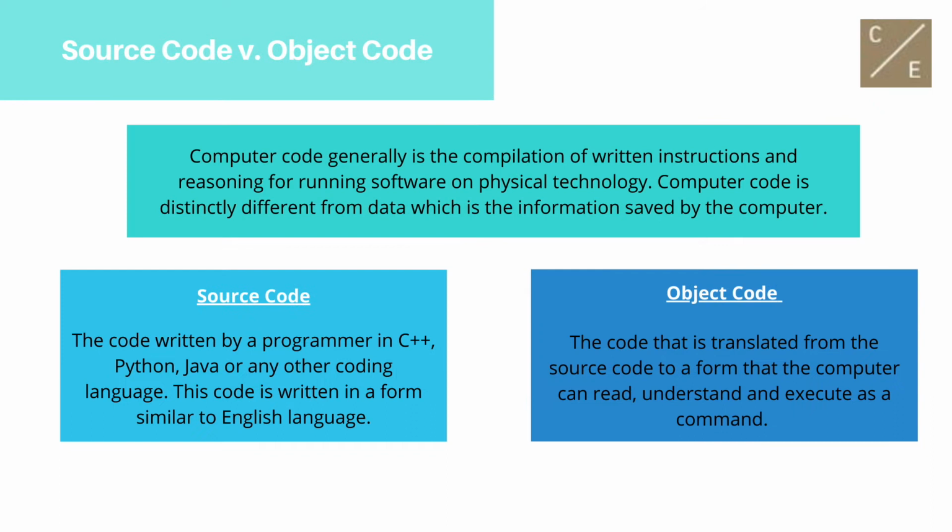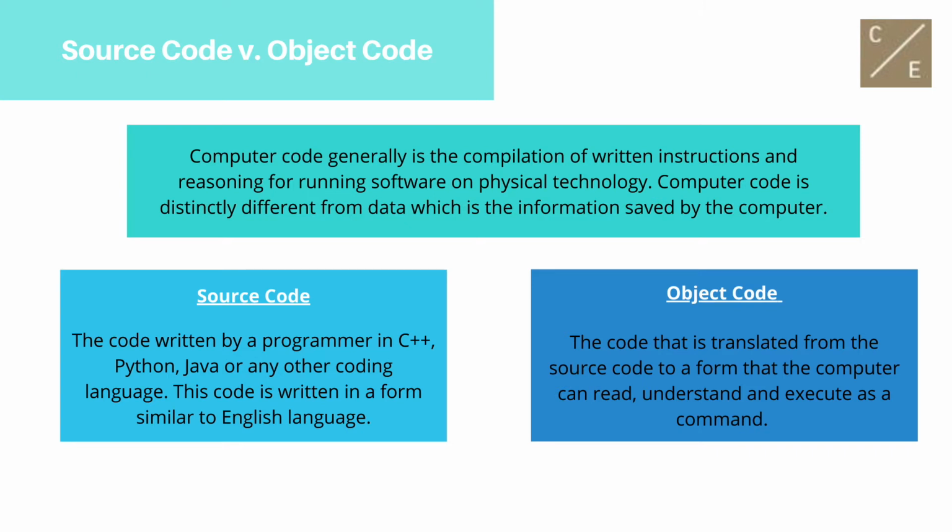To understand deemed exports, we must have a knowledge of source code and object code and the difference between the two. Computer code generally is the compilation of written instructions and reasoning for running software on physical technology. Computer code is distinctly different from data, which is the information saved by the computer.